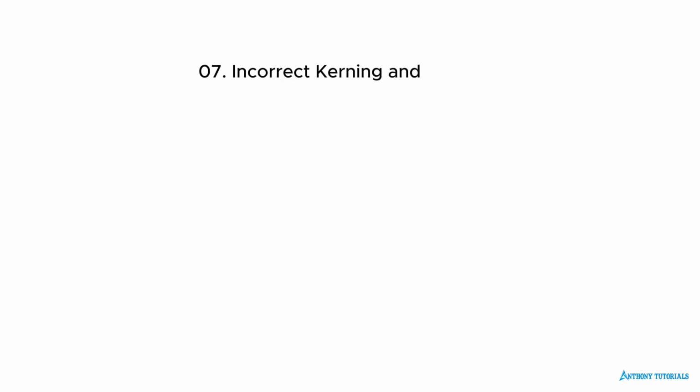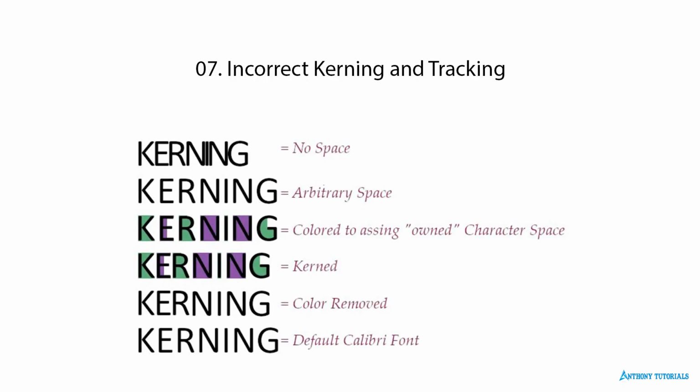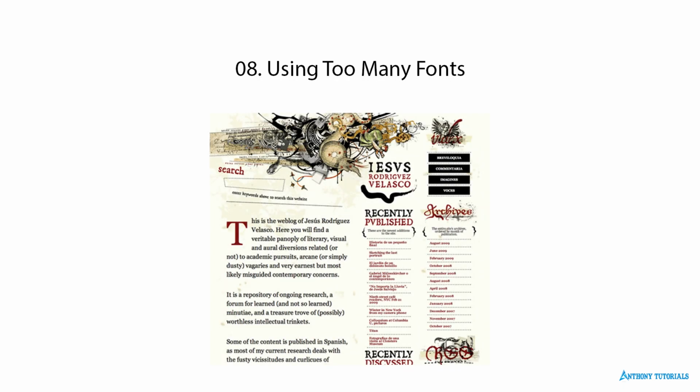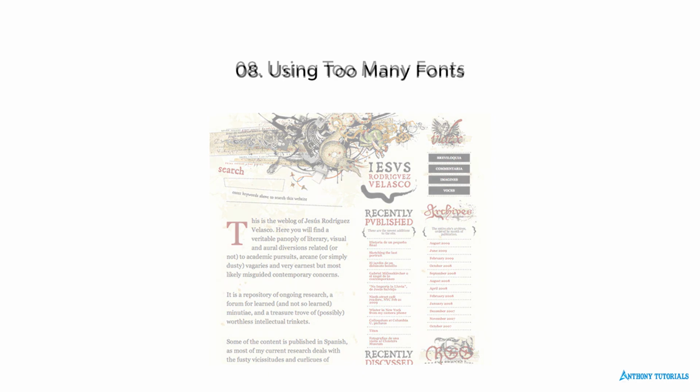7. Incorrect kerning and tracking. Poor spacing between letters, kerning, or inconsistent overall spacing, tracking. Result: makes words look awkward and can lead to misinterpretation of text. 8. Using too many fonts, including more than 3 different fonts in a single design. Result: creates visual chaos and detracts from the message.